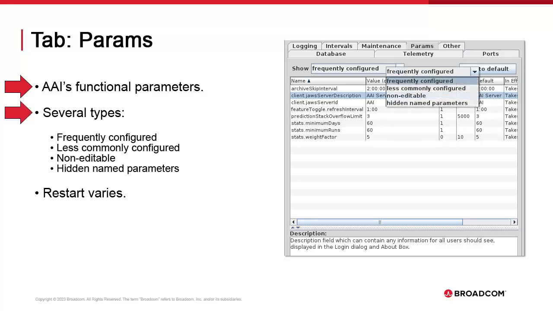There are multiple types of settings: frequently configured, less common, where the job start function is found, hidden settings, and settings that cannot be edited. To navigate from one to the next, you have a drop-down menu. Some of the params require restart, while others take effect immediately.